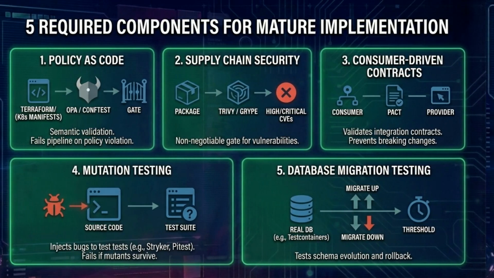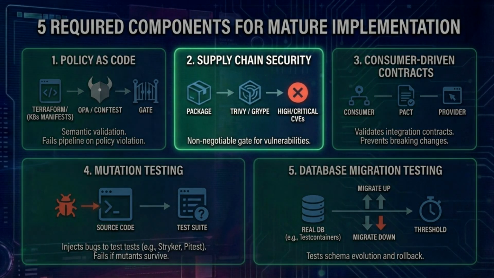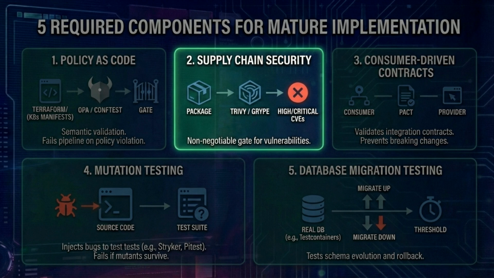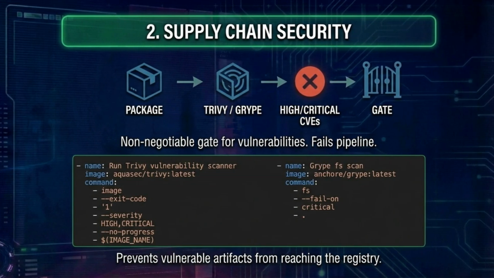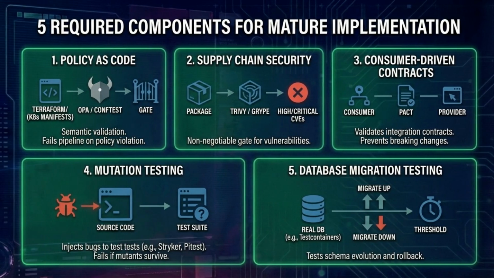Second, supply chain security. This goes beyond basic dependency checking. We implement tools like Trivy or Grype directly into the build stage. The requirement here is a non-negotiable gate. You define a policy where any CVE with a severity of high or critical triggers a non-zero exit code. This prevents a vulnerable base image or library from ever reaching the artifact registry.